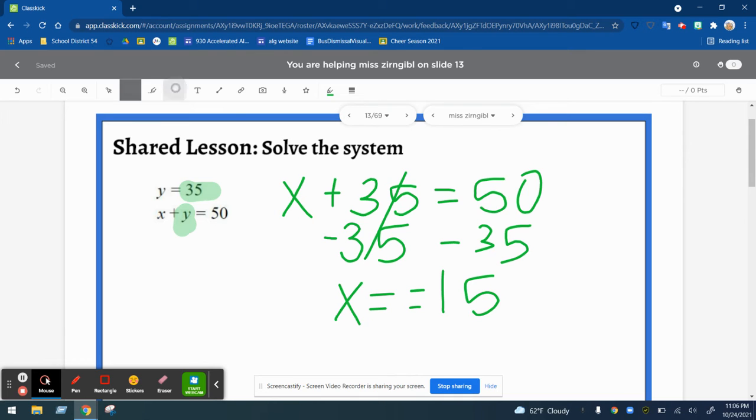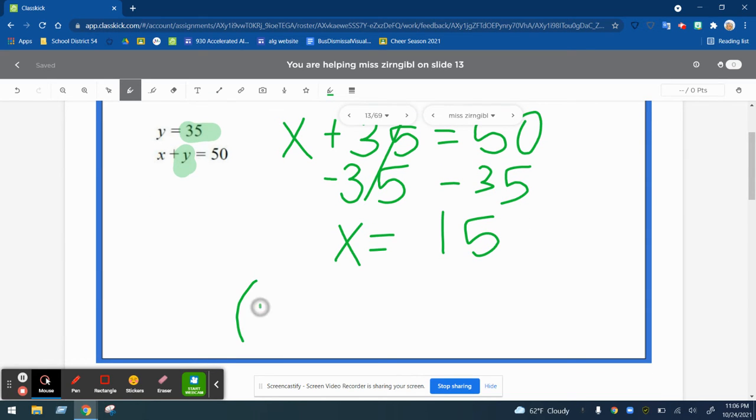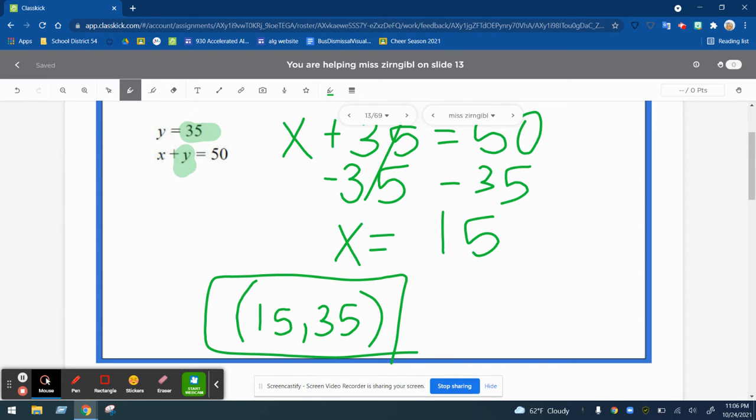So now I have an actual solution to my linear system. I have the point (15, 35). So when they give you y, that makes it super simple, right? All I have to do is substitute it in the second equation and solve. Nice and easy.